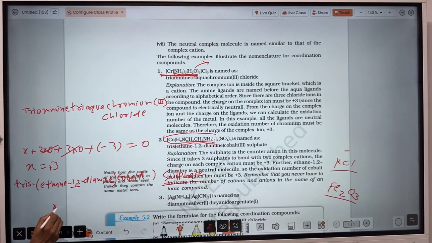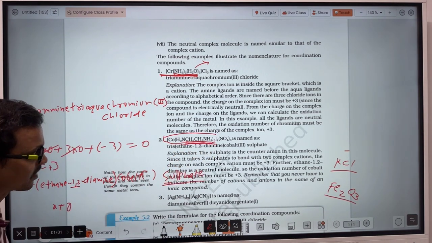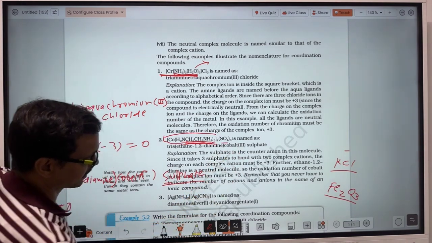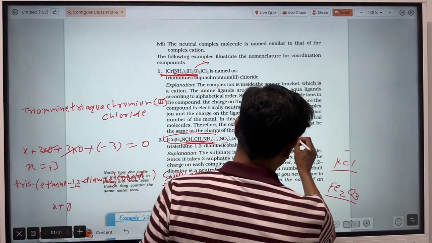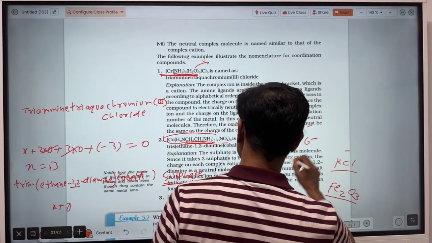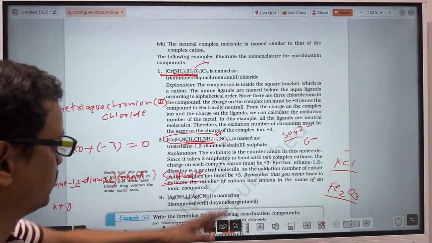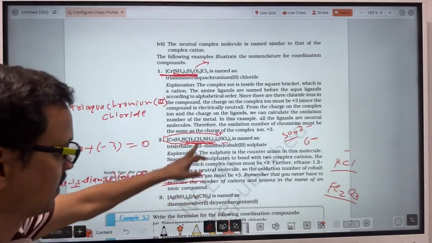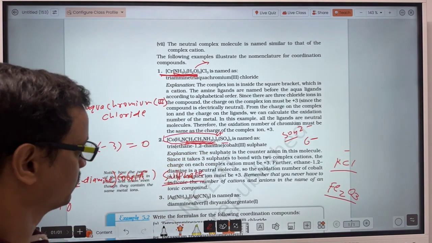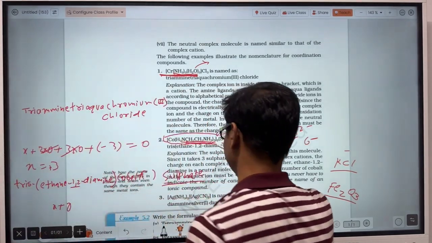Cobalt X plus ethane-1,2-diamine is a neutral molecule, so 0. That is here, and that is the whole. So if sulfate goes from here, one sulfate contains 2 negative charge. So 3 sulfate will contain 6 negative charge. So there will be 6 positive charge on this one as a whole, and the 6 positive charge will be balanced by 2 complex ions.